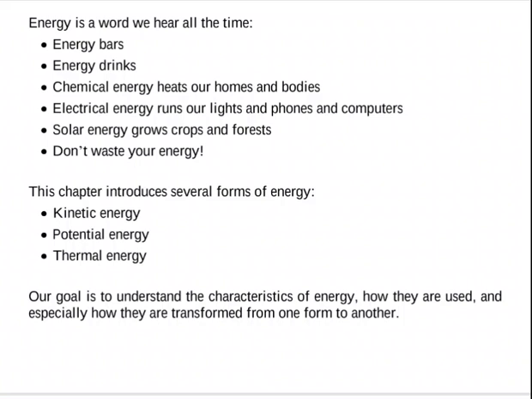So in this chapter, we're going to be talking about different forms of energy: kinetic energy, potential energy, thermal energy. We kind of touch on chemical energy a little bit, but it's not really a focus of what we're doing. So our goal is to understand the characteristics of energy, how they're used, and especially how they're transformed from one form to another. As we get going, we're going to be using different symbols, different notation, and then working on how to transform energy from one form to another. So like from kinetic to thermal? From kinetic to potential and back and thermal and so on. Yep. I know you can change kinetic to thermal. Yeah. So here we go.